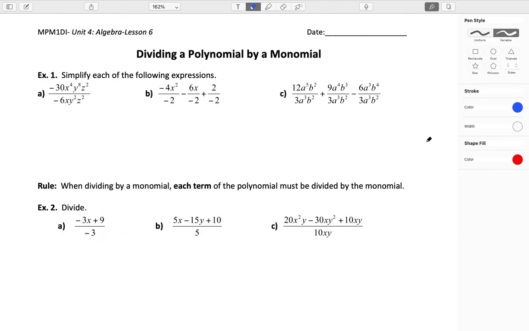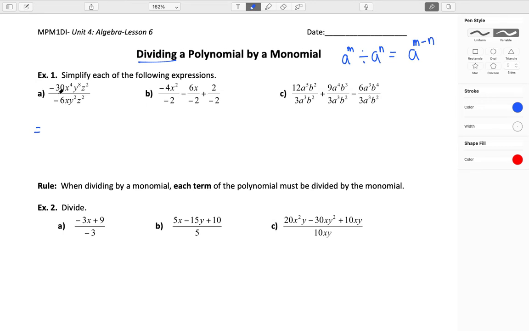Now lesson number 6, now we are going to look at dividing a polynomial by a monomial. It's the same rule. When we're dividing, we are subtracting the exponent. So for example, when I have a^m divided by a^n, when you have the same base, we are subtracting the exponent and the base stays the same. So letter number 1a, we are dividing. I'm going to do the numbers together, and then x together, y together, and z together.